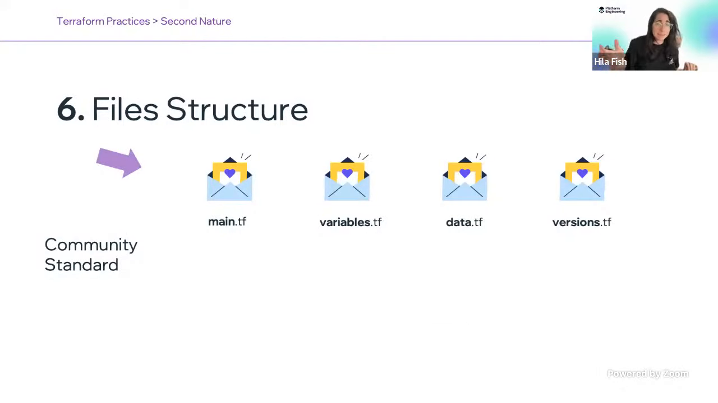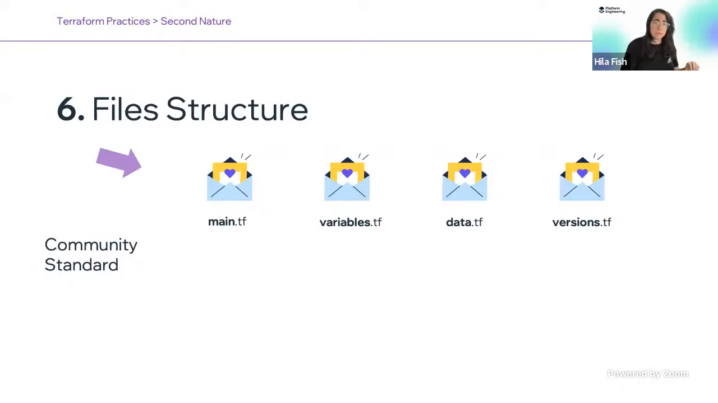The next section is file structure. As we know, Terraform executes all files with the .tf extension, the suffix. But for better logical arrangement and easy management, we should have a file structure with a naming convention. And we can take an example from the community modules as well. So in community modules, we have this structure.